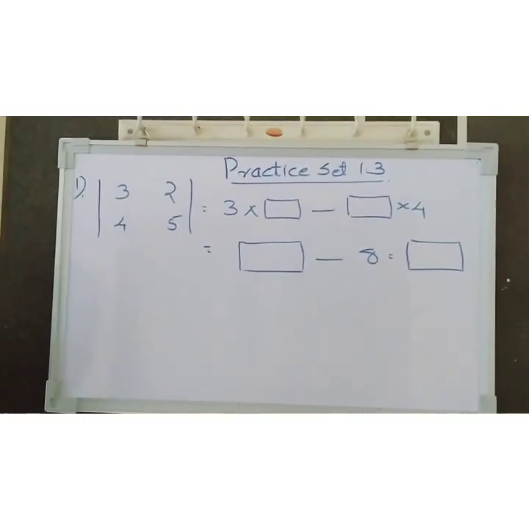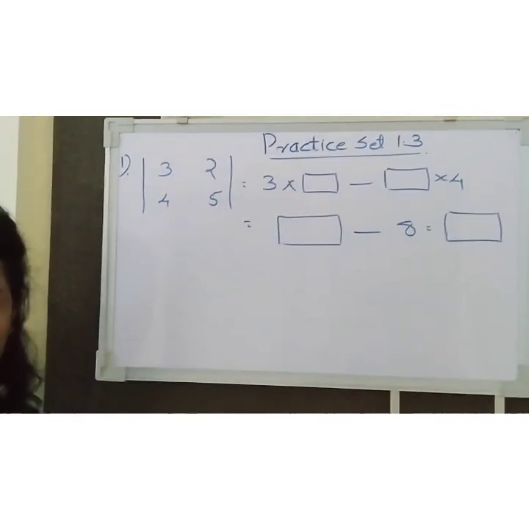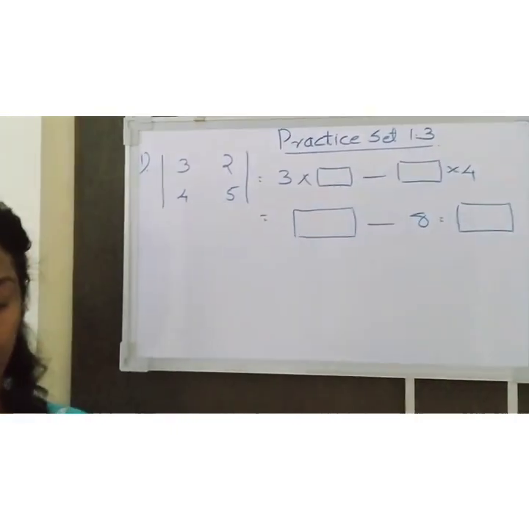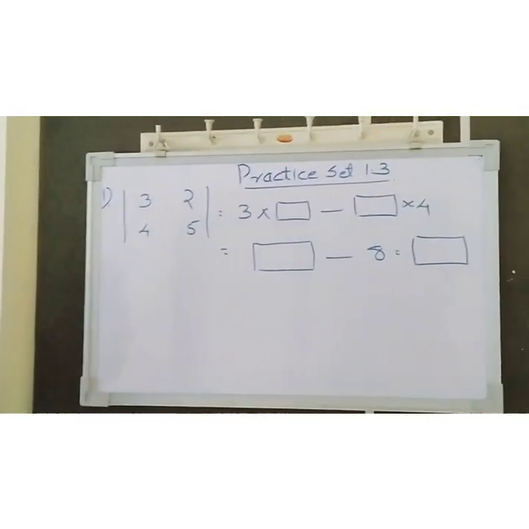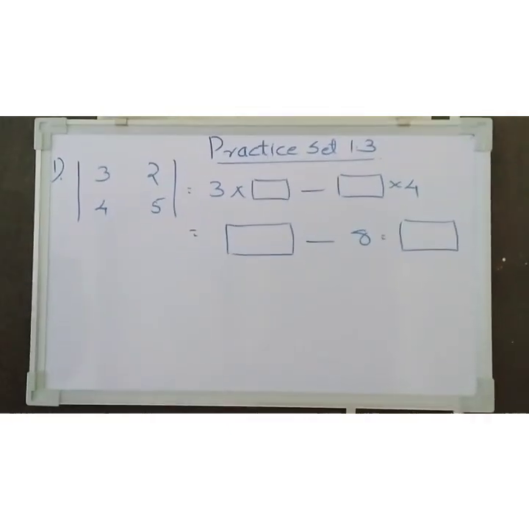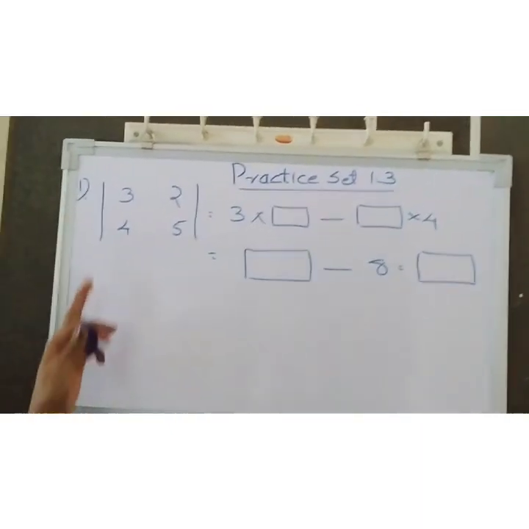Please take page number 13. Everything is explained on page number 13. You have to revise page number 13 and the example sums also. Now I am moving to your practice 1.3. The first question is an activity sum. You have to fill all the boxes.